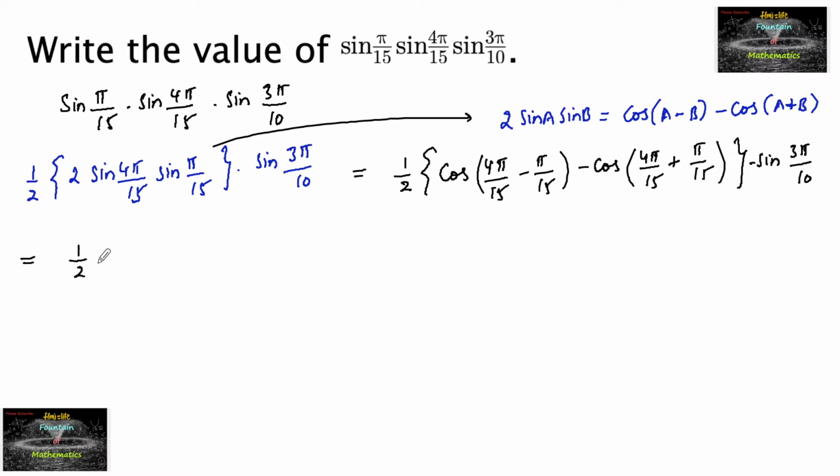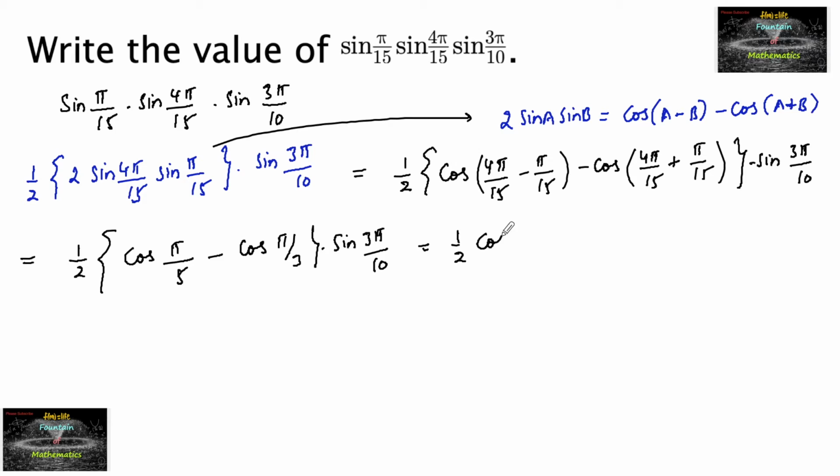So which equals 1 by 2 times cos of 4 pi minus 1 pi, that is 3 pi by 15, which is pi by 5, minus cos of 4 pi plus 1 pi, that is 5 pi by 15, that is pi by 3, into sin 3 pi by 10. So which is equal to 1 by 2 times cos pi by 5 into sin 3 pi by 10 minus 1 by 2 cos pi by 3, whose value is 1 by 2, that is cos 60 degrees, 1 by 2 into sin 3 pi by 10.